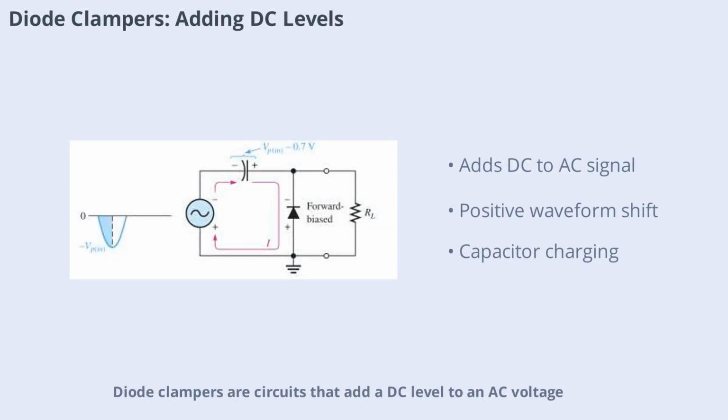Diode clampers are circuits that add a DC level to an AC voltage. They're used to shift the entire waveform up or down, which is essential in signal processing and communication systems. There are two main types: positive clampers and negative clampers. Positive clampers shift the waveform upward, while negative clampers shift it downward. The operation relies on capacitors and diodes working together to charge and discharge during different parts of the AC cycle. Let's look at the positive clamper circuit.